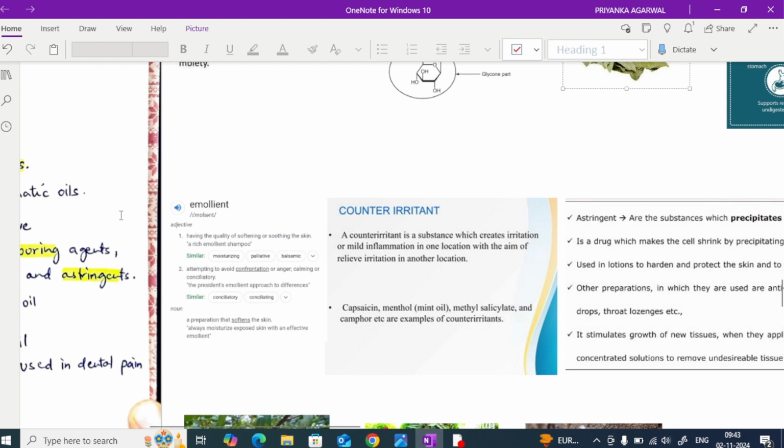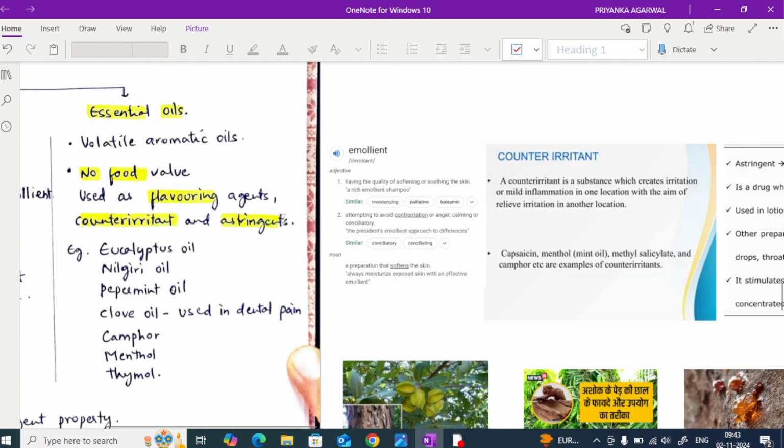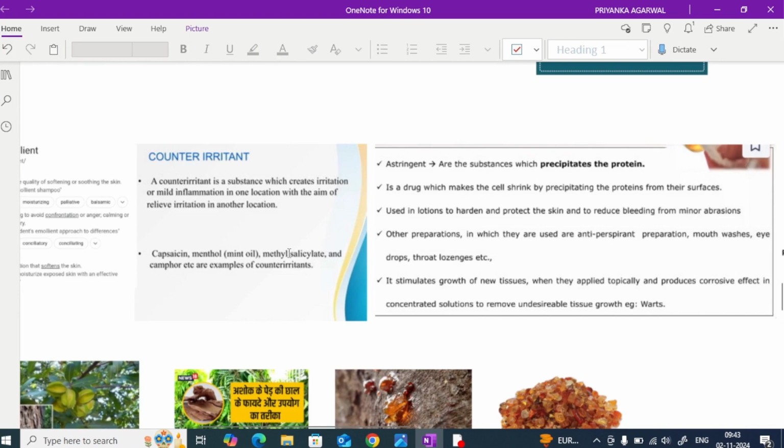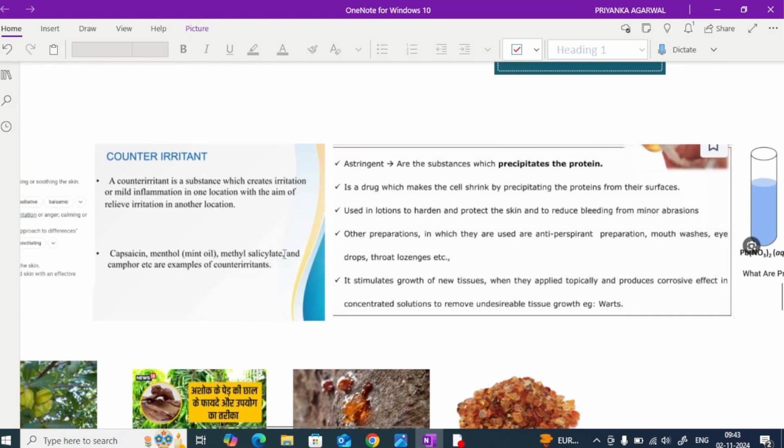Okay, so what do you mean by astringents? Some drugs have this astringent property. What we mean by astringent property is that they are substances which precipitate proteins.